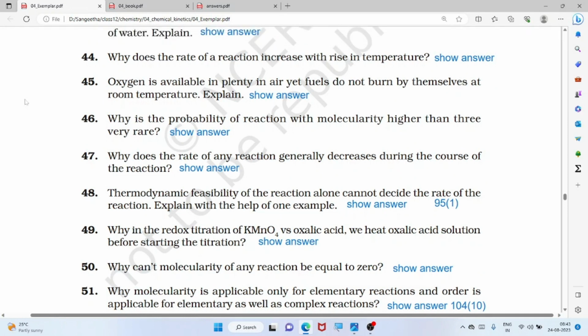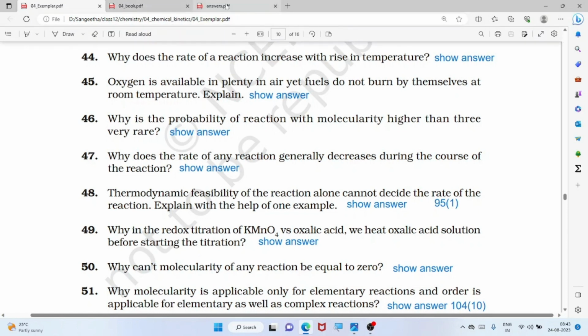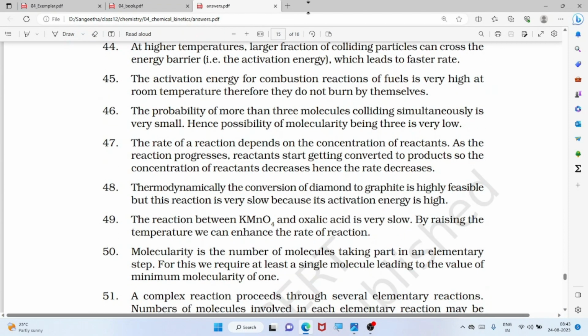Why is the probability of a reaction with molecularity higher than 3 very rare? The probability of more than 3 molecules colliding simultaneously is very small. Hence, the probability of a molecularity higher than 3 is very low.